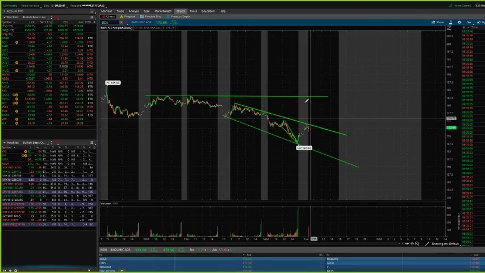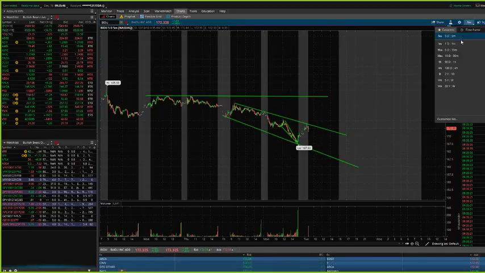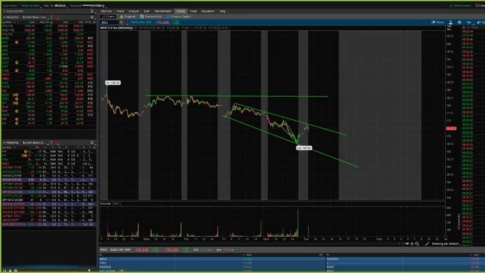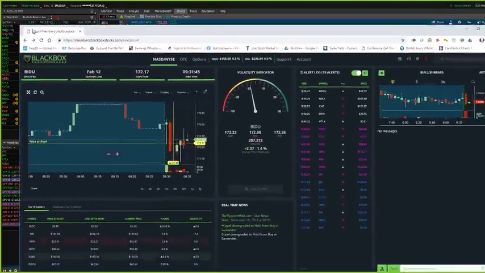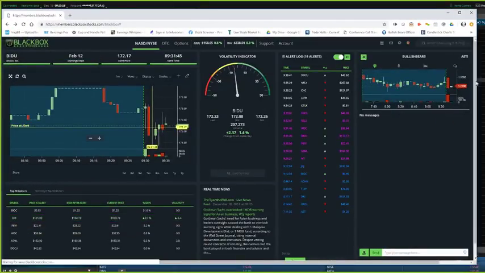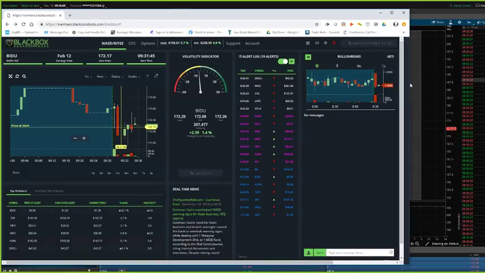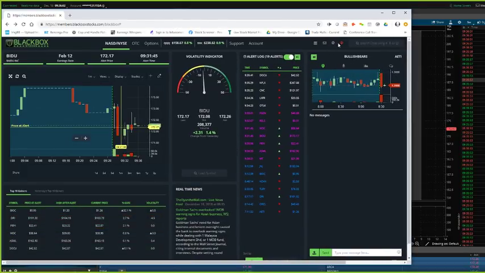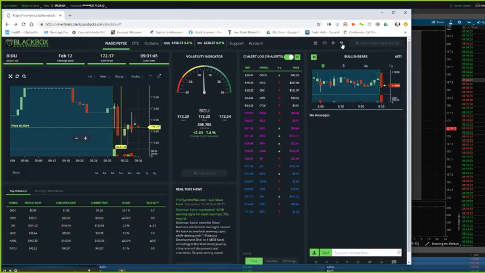So there could be some good flow into options today on something like Baidu after seeing this alert come up on BlackBox Stocks. I'll pull this in for you guys. Again, there is a trial for BlackBox Stocks right now. You guys can see we're actually streaming.